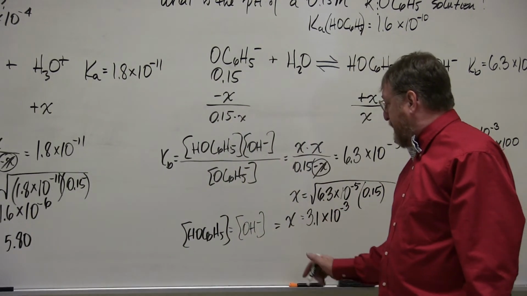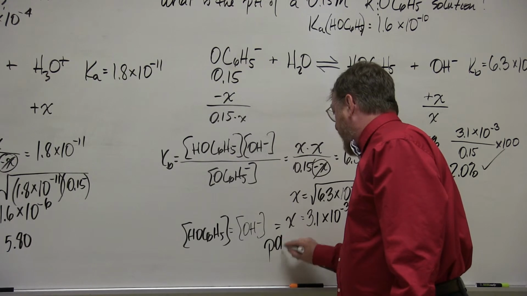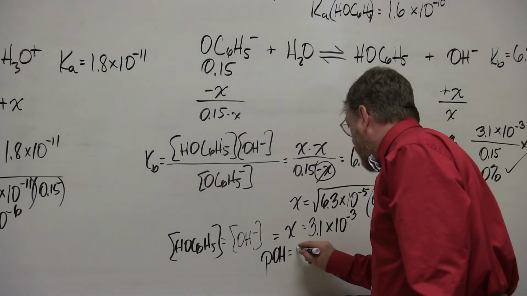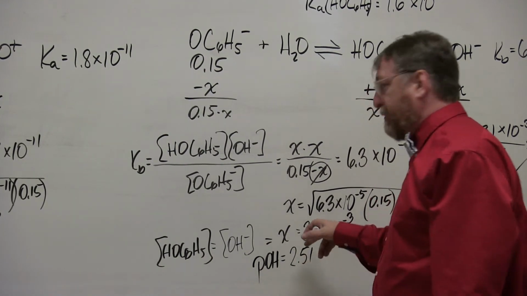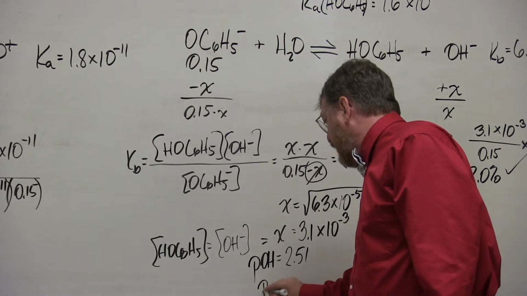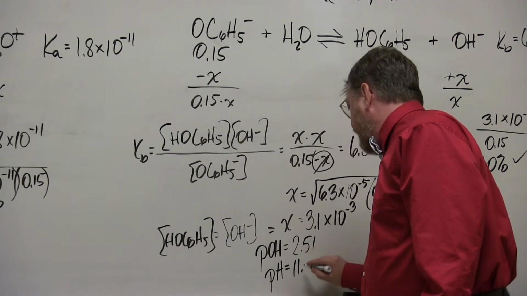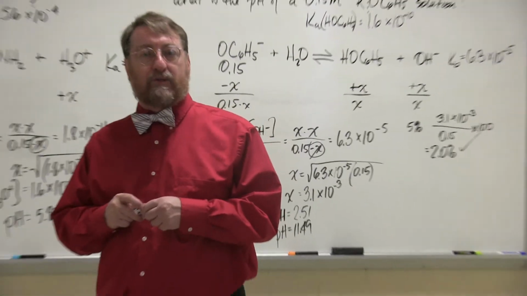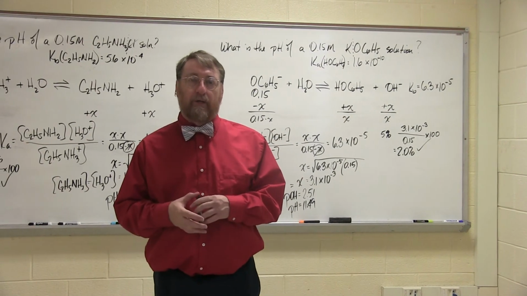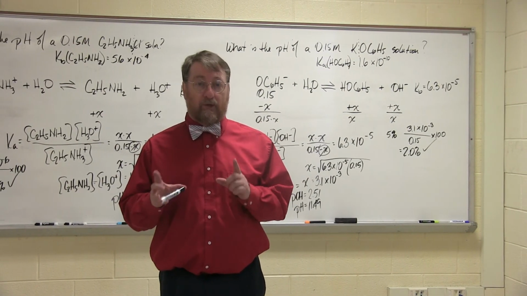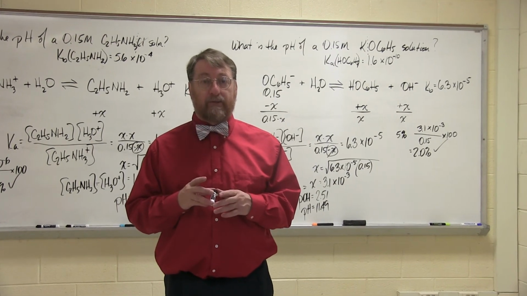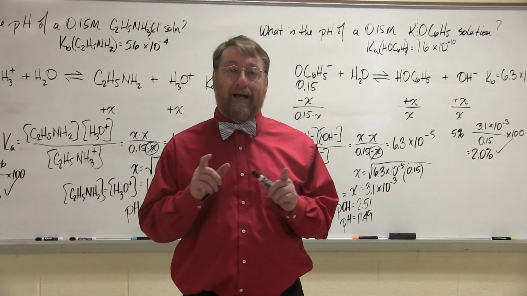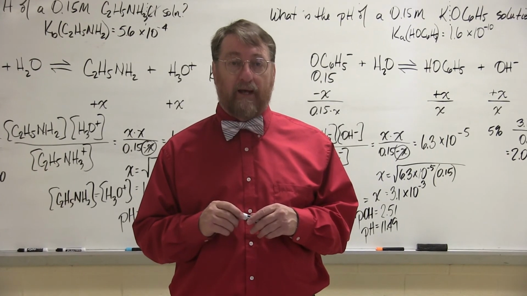Since X is a hydroxide concentration, we're going to get the pOH. pOH from 3.1 times 10 to the minus 3 is 2.51. Subtract that from 14 and we'll have the resulting pH, which is 11.49. So determining the pH and pOH of salts is going to require working with a conjugate acid or conjugate base. Be aware, the value of Ka and Kb for those are not going to be found in our typical tables of Kas and Kbs.